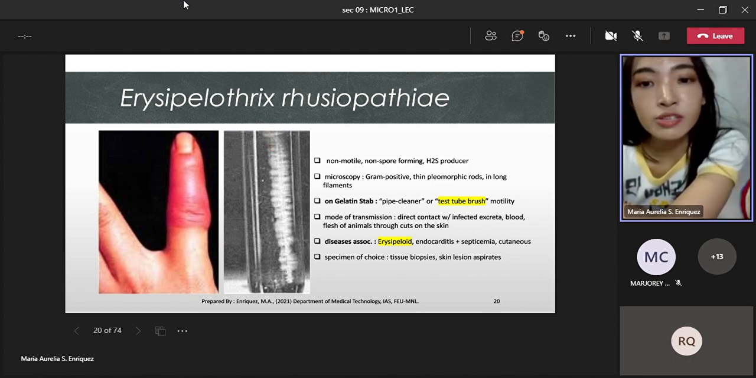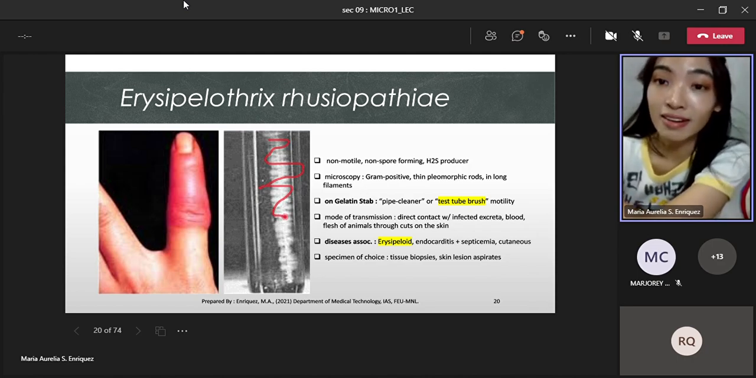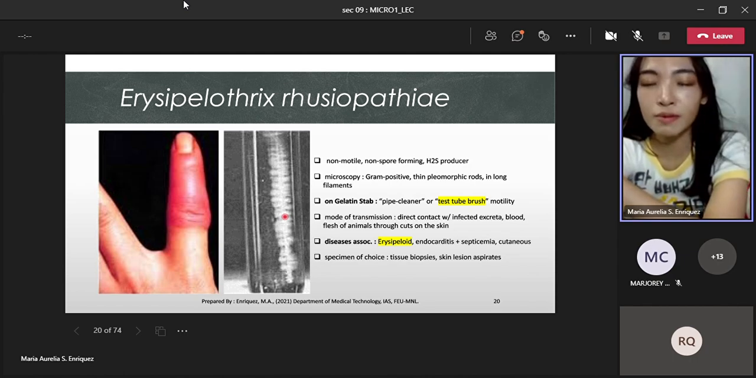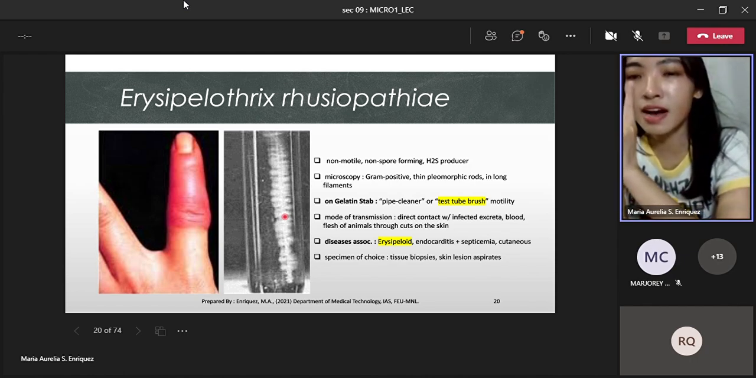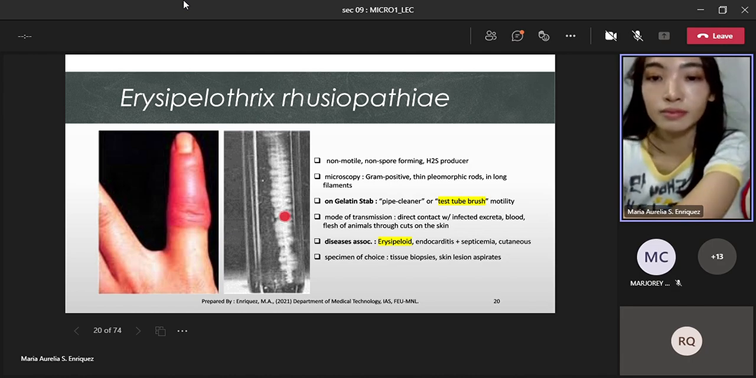Meron din pong characteristic motility pattern ang Erysipelothrix rhusiopathiae sa gelatin stab or gelatin medium. So Erysipelothrix would produce a test tube brush-like growth, as we can see here in this second photo. So ito po yung tinatawag na test tube brush pattern, which is produced by Erysipelothrix rhusiopathiae. Okay? So dalawa na po yung nakita natin, no? For Listeria, it's an umbrella pattern. For Erysipelothrix, it's a test tube brush pattern.